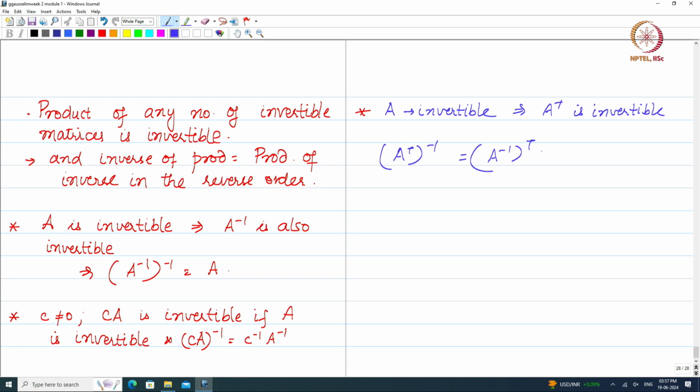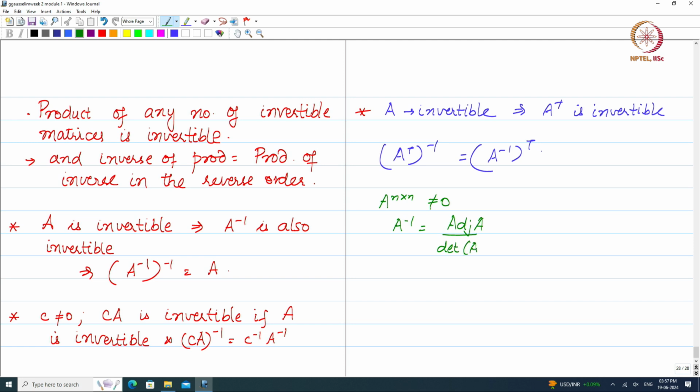We have looked at the properties of inverse, but we are yet to formally define matrix inverse. Given an n by n matrix A, the inverse is defined by A inverse is equal to adjoint of A divided by determinant of A.